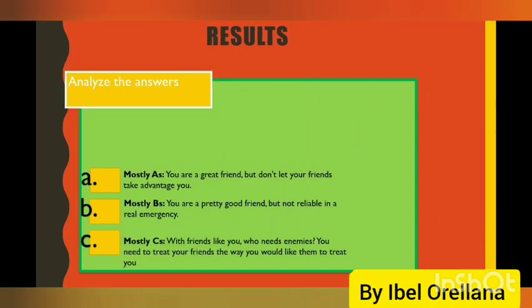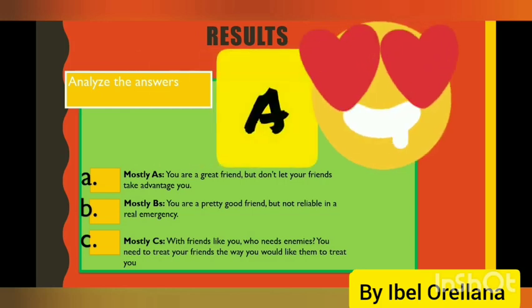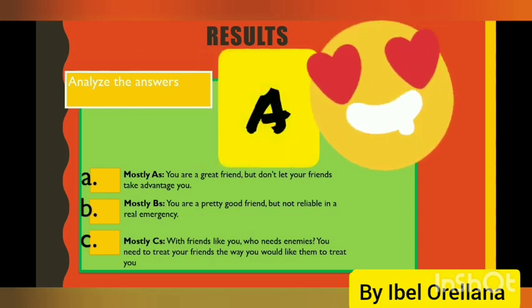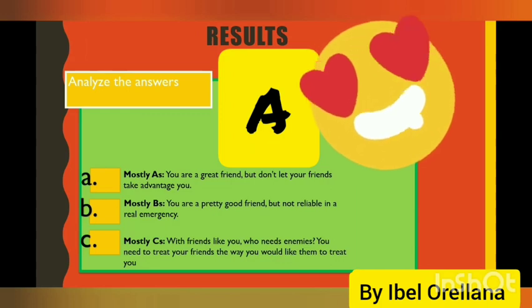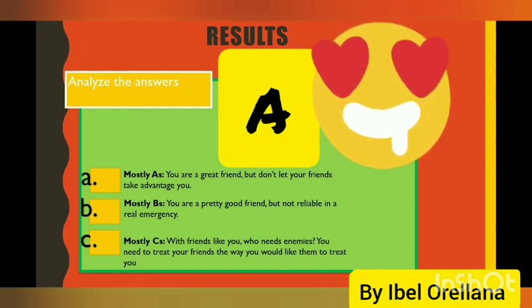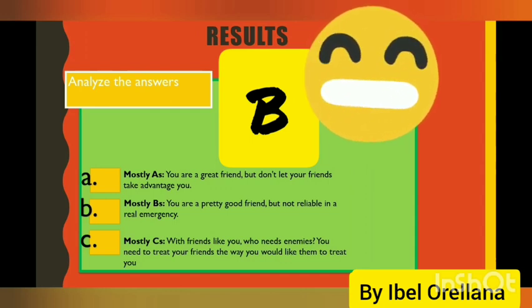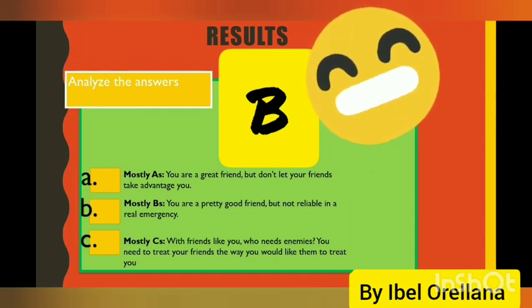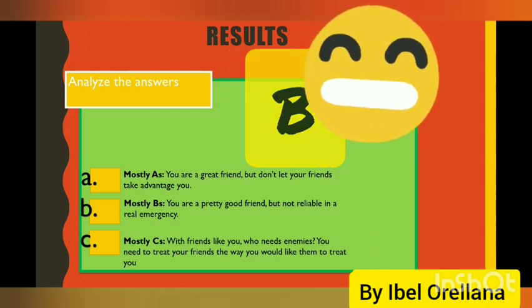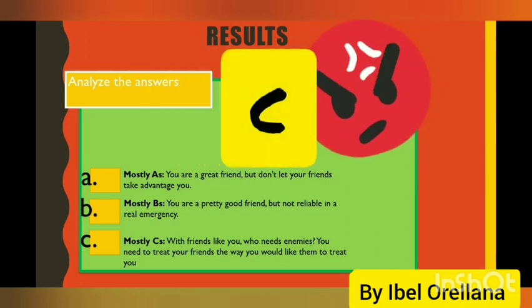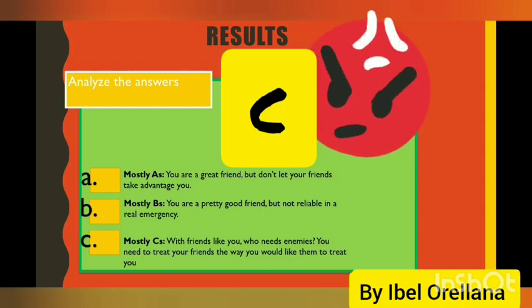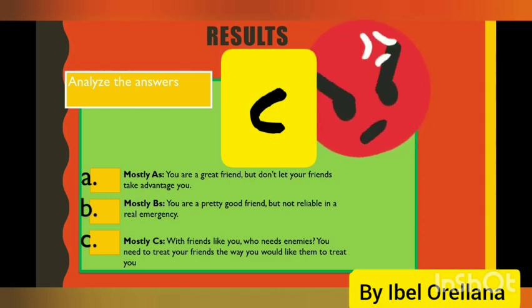Now is the time for analyzing your answers. Letter A. You are a great friend, but don't let your friends take advantage of you. B. You are a pretty good friend, but not reliable in a real emergency. C. With friends like you, who needs enemies? You need to treat your friends the way you would like them to treat you.